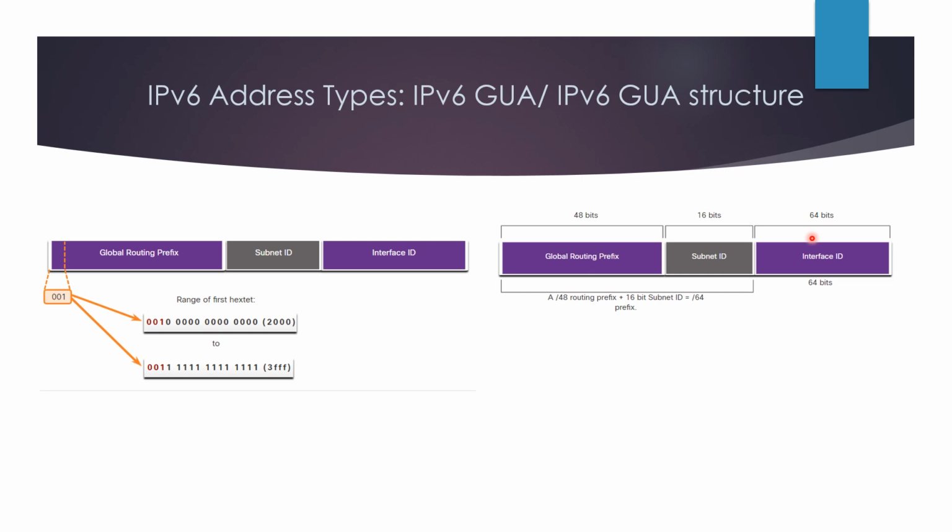And here in the figure is shown an example of the structure of an IPv6 global unicast address. It is strongly recommended that in most cases /64 subnets should be used, which create a 64-bit interface ID. A 64-bit interface ID will allow us to have 18 quintillion devices or hosts per subnet.